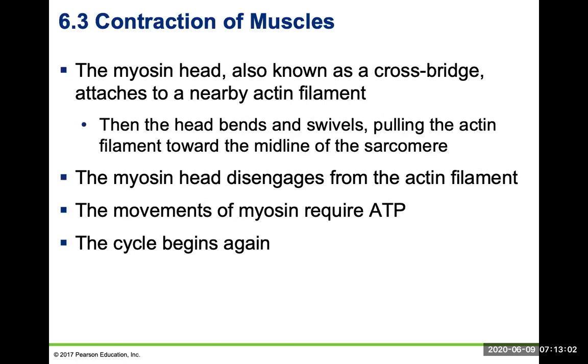The myosin head, known as a cross bridge, attaches to a nearby actin filament. The head will bend and swivel and pull the actin filament towards the midline of the sarcomere. And then the myosin head will disengage from that actin filament. The movements of myosin always require energy and ATP before the cycle can begin again.